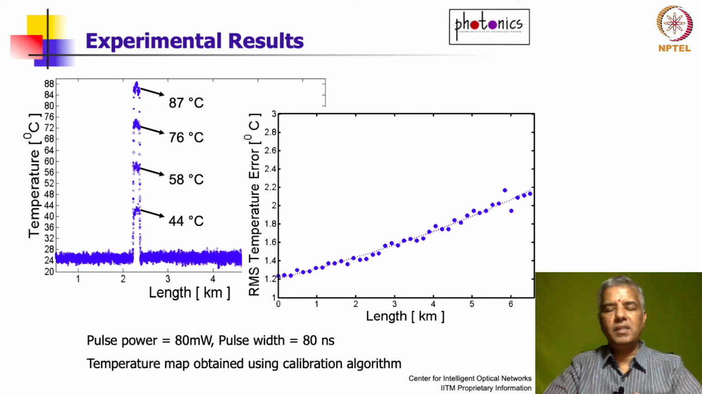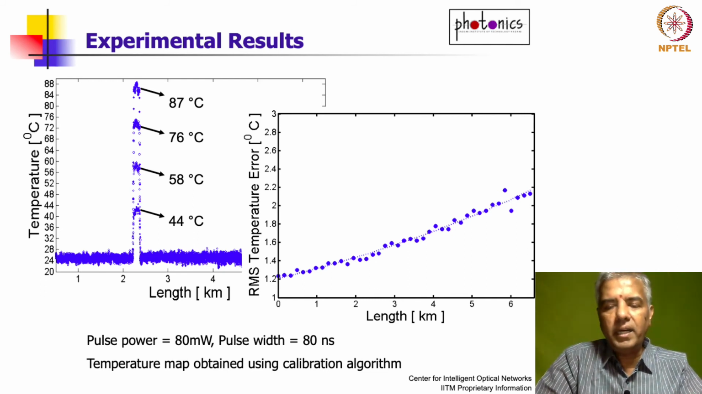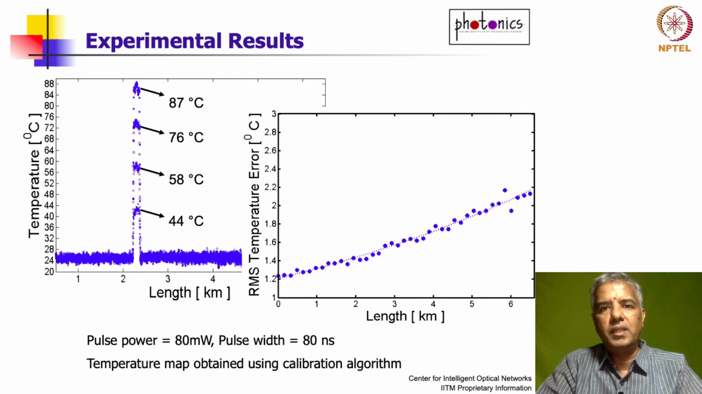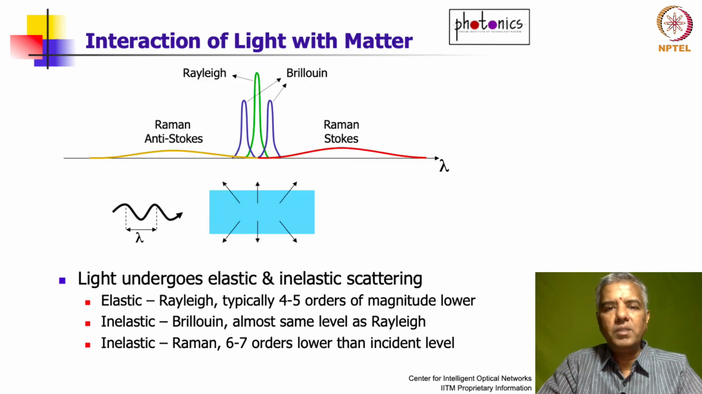Okay, so that is actually what we call Raman OTDR, or distributed anti-Stokes Raman thermometry, which is useful for distributed temperature sensing, and I already talked to you about the different applications of that. Now let's move on to another aspect of distributed sensing.